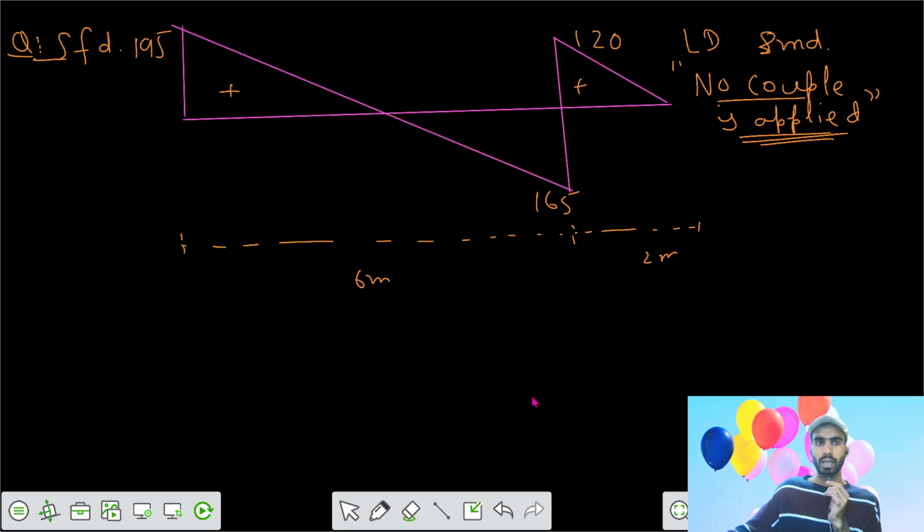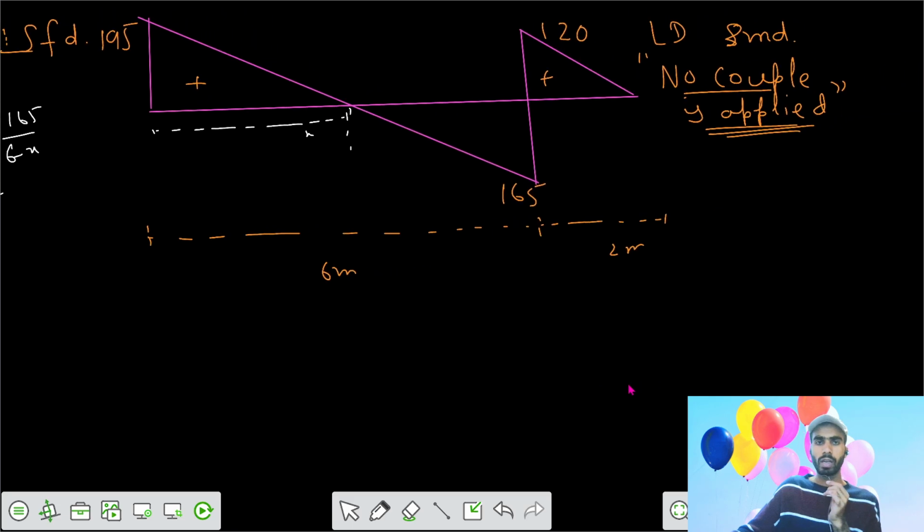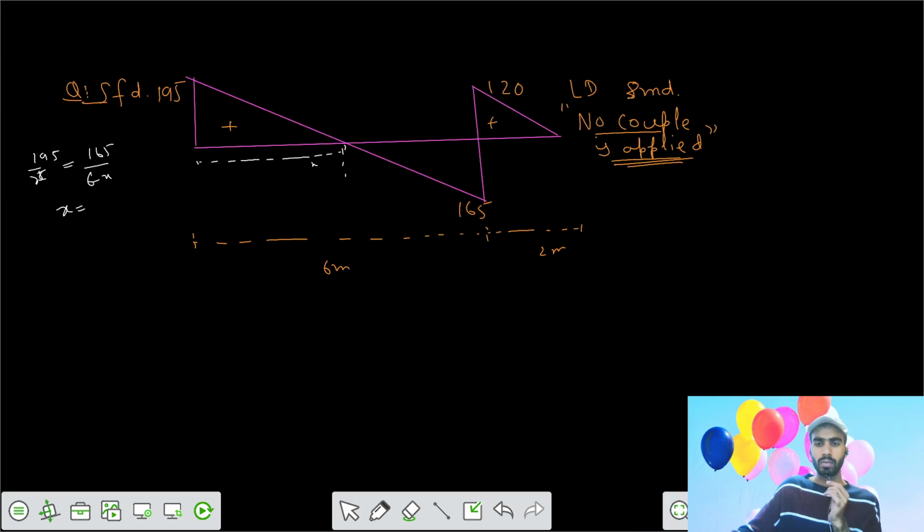So we can say, what is the value of this point? We can say this is the value of x. We can say 195 by x equals 165 by 6 minus x. You get the value of x. And after that, we can have the bending moment diagram here to be maximum. So initially we can solve for the loading diagram.